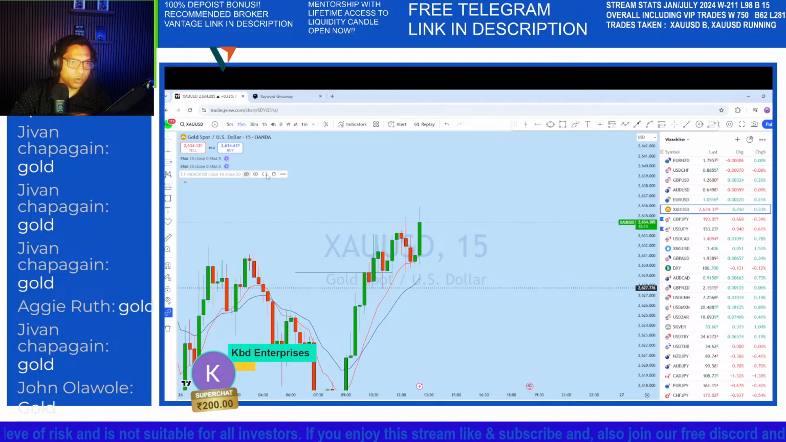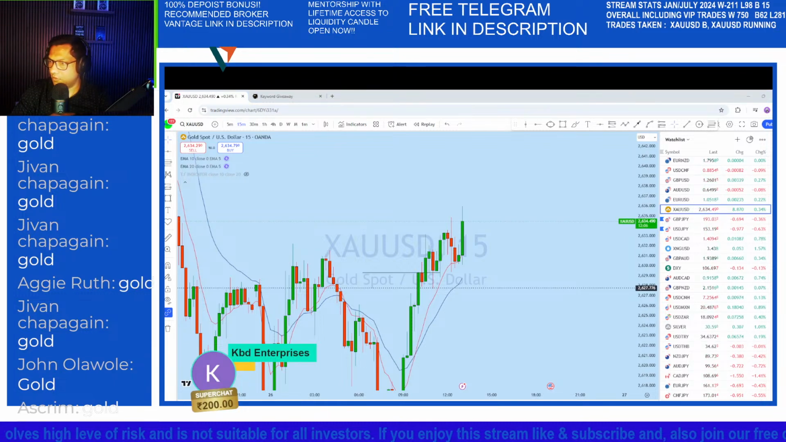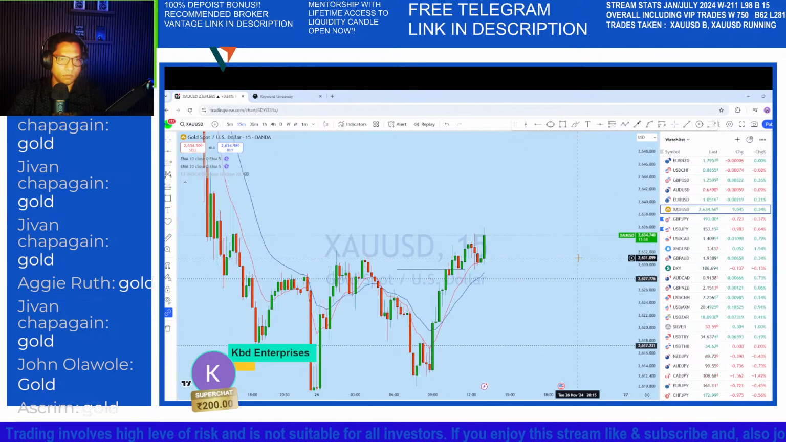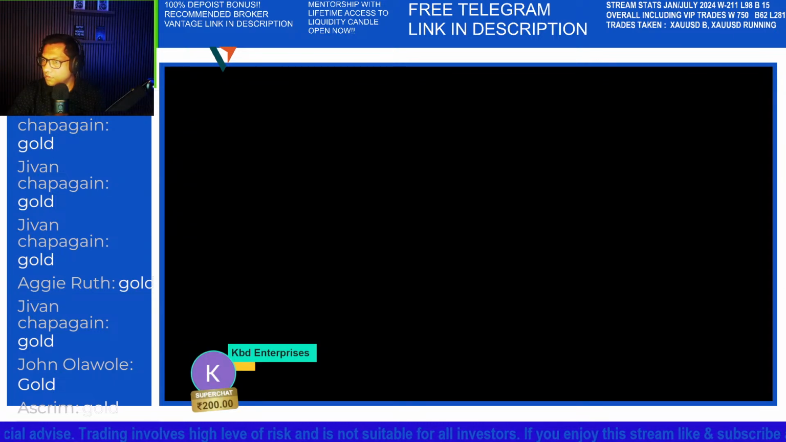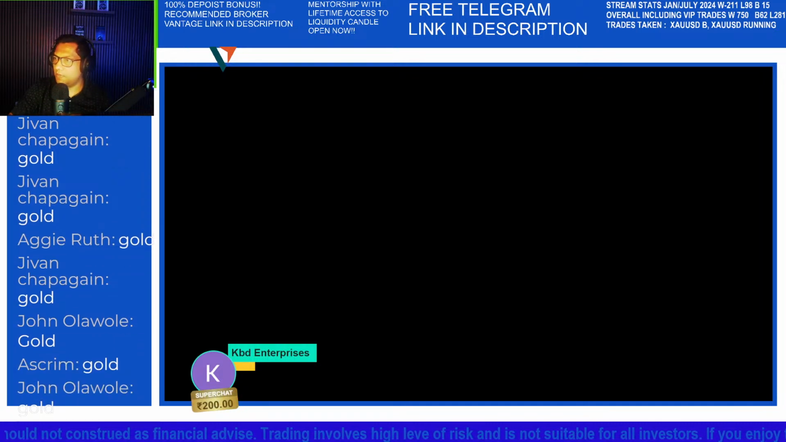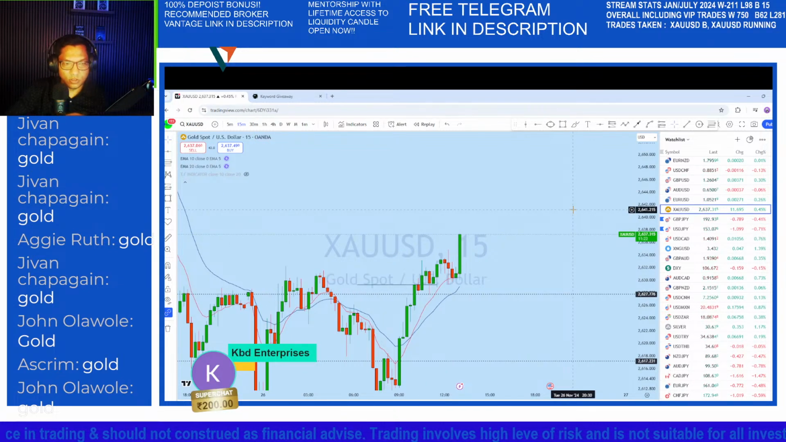So there are 2 important candle formations. We see there is a breakout on gold. And there is a breakout with this trade.